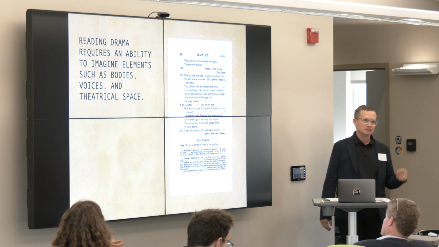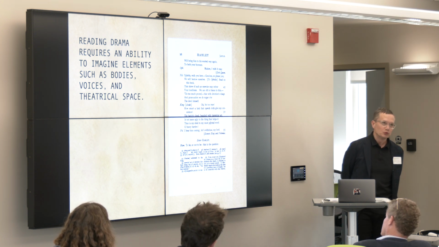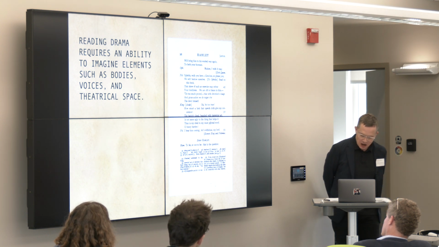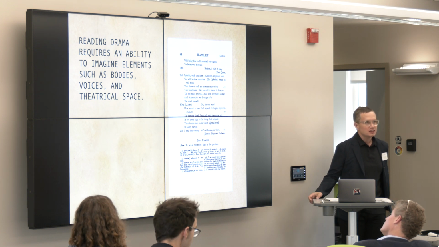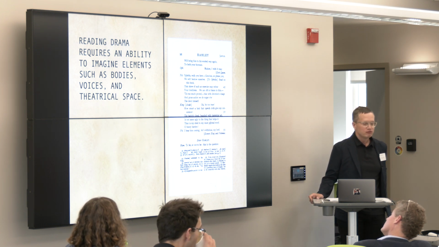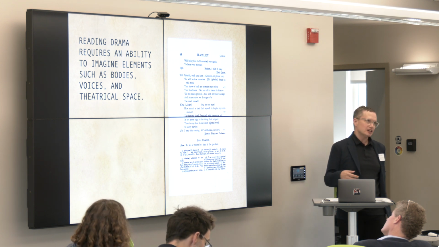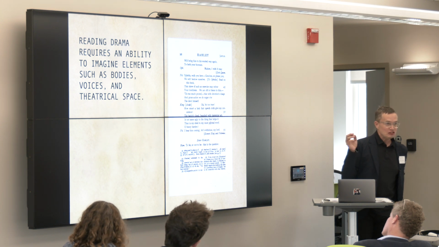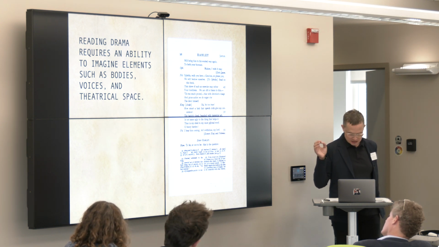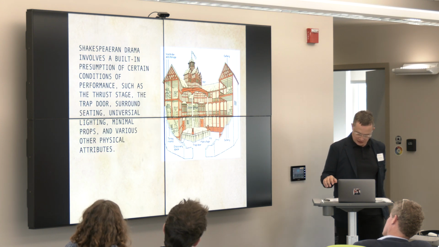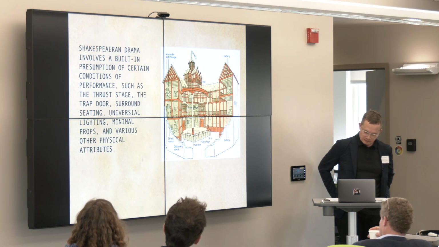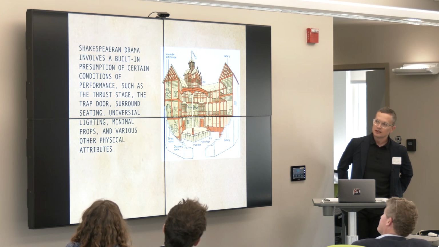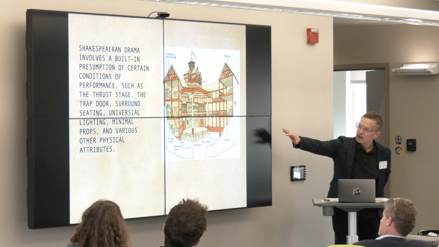So a dramatist, not just William Shakespeare, but also readers of drama, have to develop an ability to think not only in terms of words, but in terms of bodies and voices and gesture and acoustics, and, to get to Shakespeare-VR, in terms of a very particularized type of space. So Shakespearean drama also involves an assumption of certain conditions of performance. Here is a little diagram of the Globe Theater.